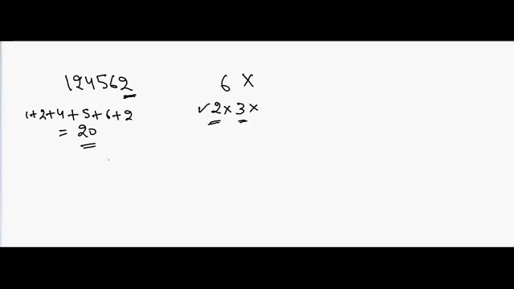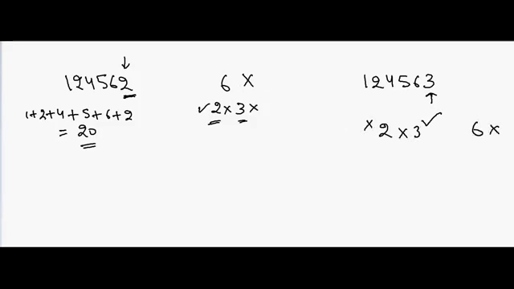We can modify this by adding one more number. If I change the last digit, it will become 1 2 4 5 6 3. But now this number is divisible by 3 but not by 2. So still, if we talk about 6, it will not be divisible by 6.